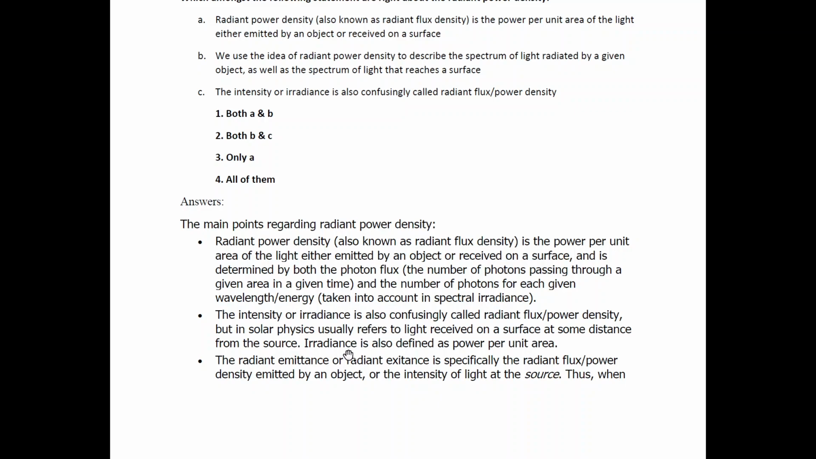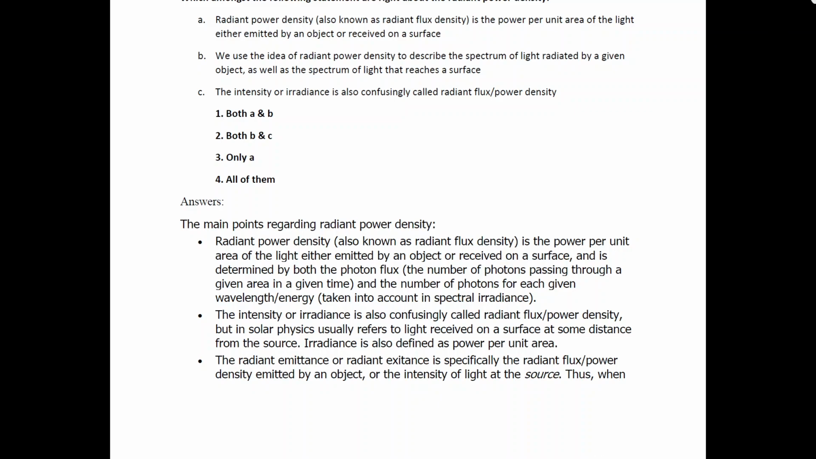So we know that the irradiance is also defined as a power per unit area. So the intensity or irradiance, we also call them power density, confusingly. But in solar physics, it refers to the light received on a surface at a distance from the sun. So this is the confusion between the solar physics and the terminology that we use. The third point is to clear it out further.